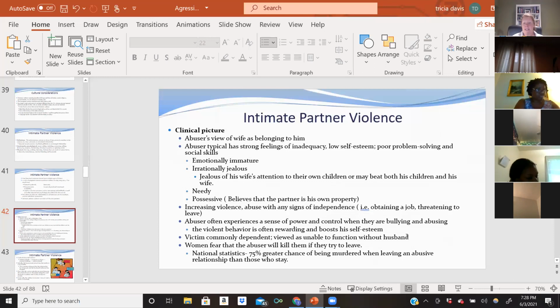And then women obviously fear that the abuser will find them and kill them if they try to leave because this is probably what they've been told. And national statistics show that there's a 75% greater chance of these women being murdered when they leave an abusive relationship than those who stay. That's a big number.